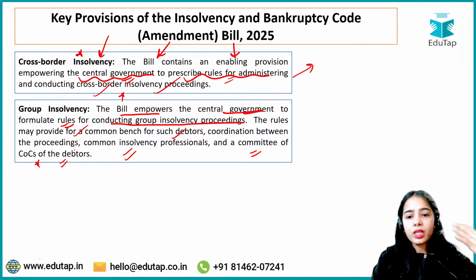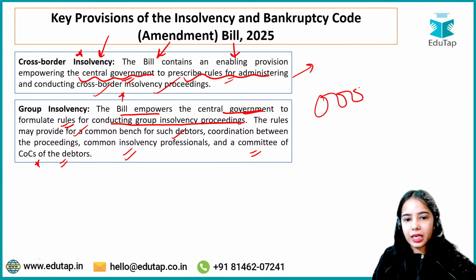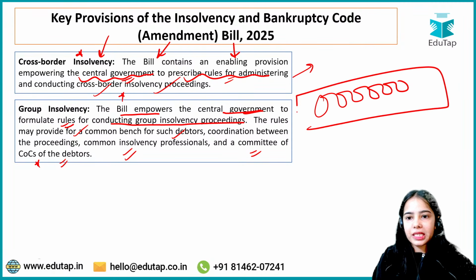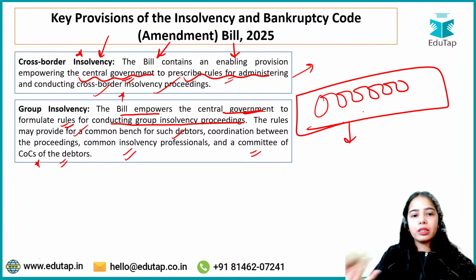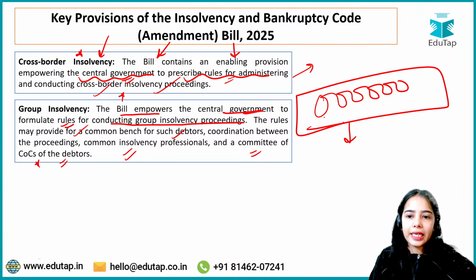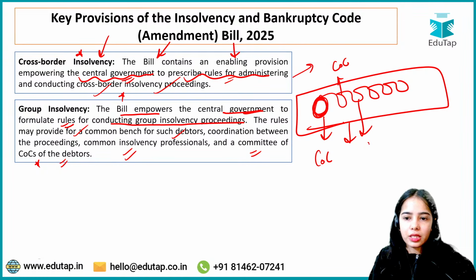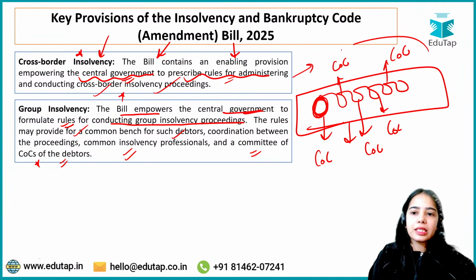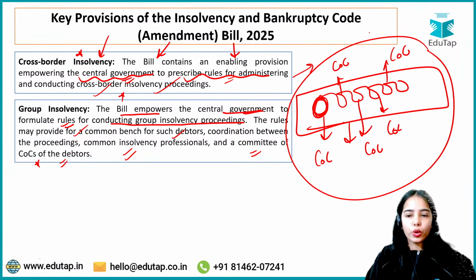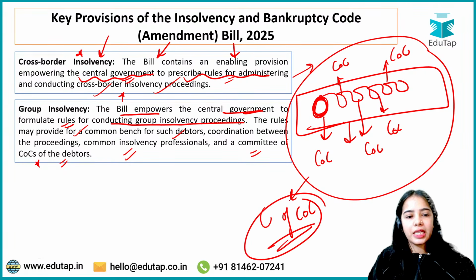See, if there is a group insolvency happening, that means there are different debtors, maybe from the same group, for which a common proceeding is going to happen. For this particular corporate or subsidiary, let's say there is a committee of creditors, and for another one, another committee of creditors. Because a single proceeding is happening for the whole group, there will be committees of creditors. Okay, this is the basic idea.